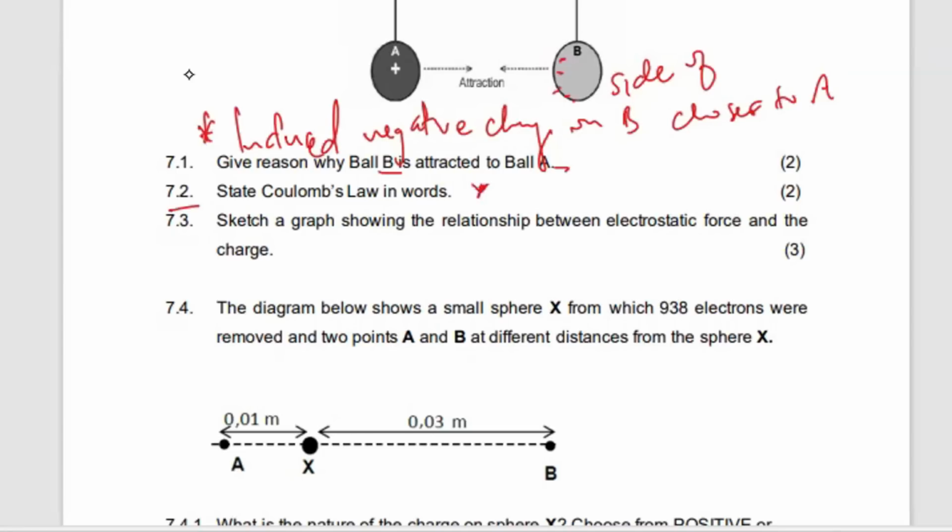Then they want us to sketch the graph showing the relationship between the electrostatic force and the charge. So we said F is k Q1 Q2 over r squared, which means if we are to draw the graph, this is going to be the charge in coulombs. This is the force in newtons. So it has to be just a straight line to show that force is directly proportional to the charge.